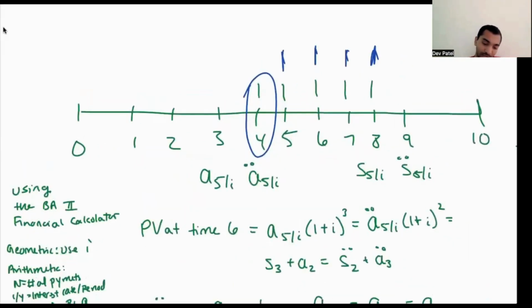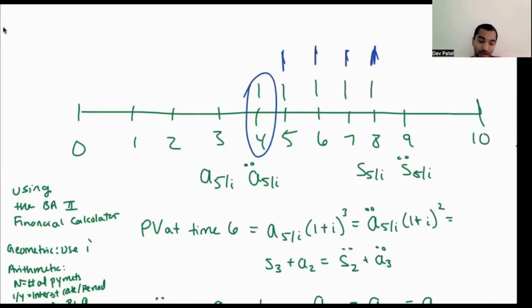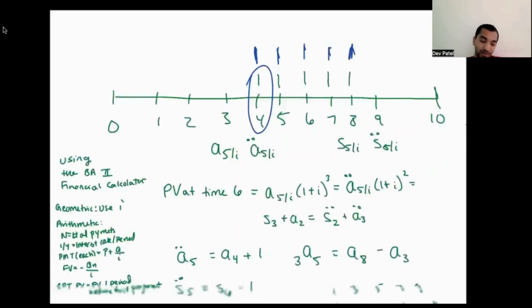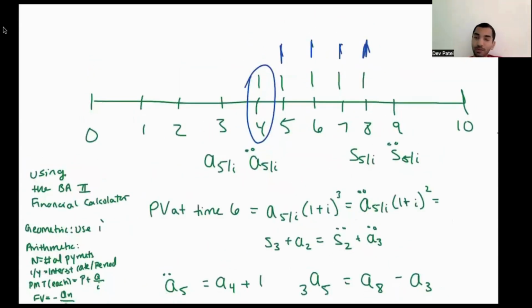If we look at time 4, what I circled in blue represents two things: the annuity immediate with 4 payments and the annuity due with 5 payments. The difference between them is that if we just add a 1 to our annuity immediate with 4 payments, we get our annuity due with 5 payments. That's the relationship we also need to understand.